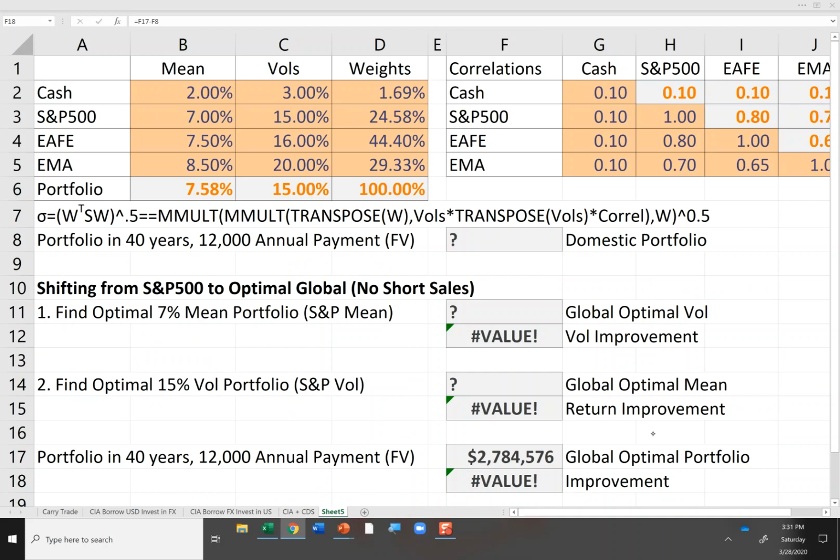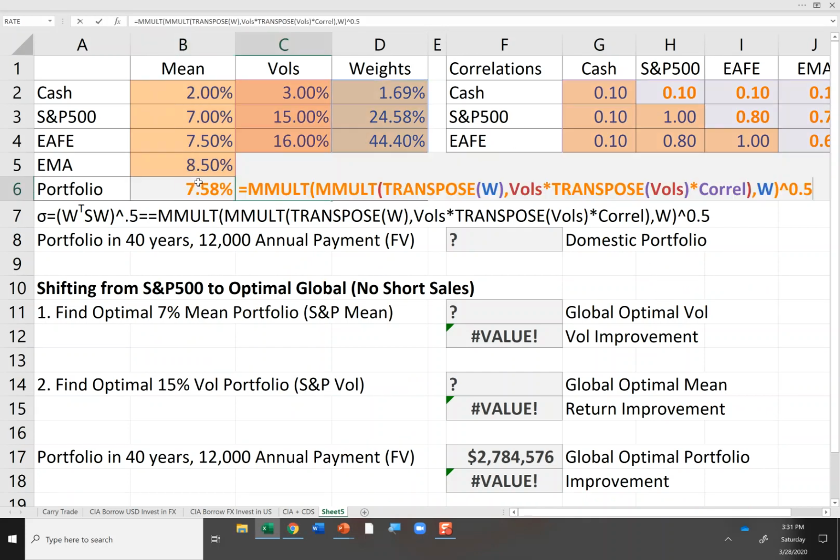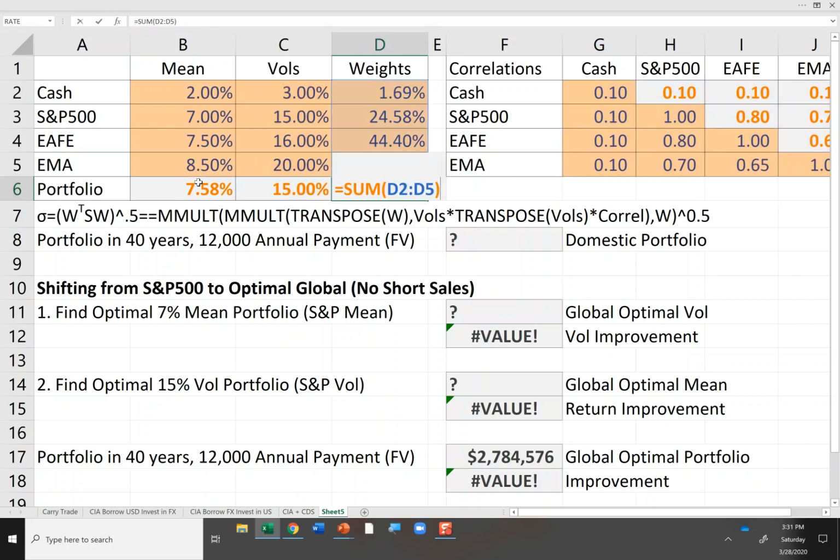So we'll go to the spreadsheet, take a look at that formula. So again, there's my sum product for portfolio mean. There's my M-mult transpose W, S W to the 1/2 power, where S, the covariance matrix, is vols times transpose vols times correl. And there's the sum of my weights. So let's say initially we had 100% invested in US equity. And there's my portfolio mean and standard deviation. So let's figure out how, if you're invested in stocks for 40 years of your life, putting in $12,000 a year, let's see how much money you would have.